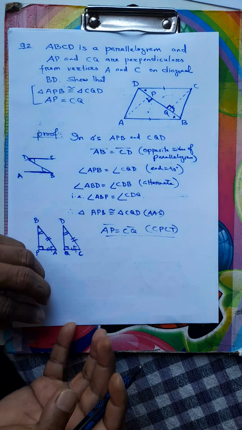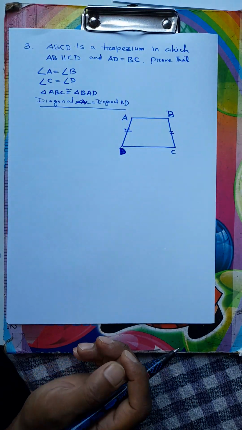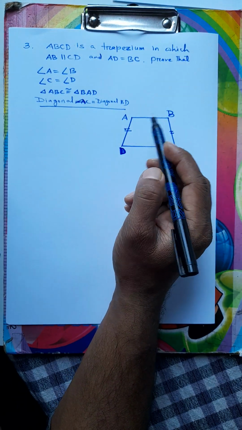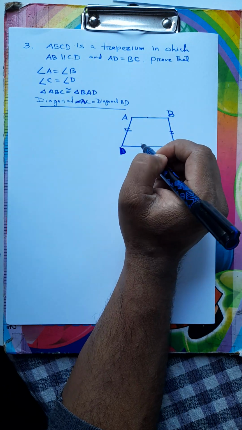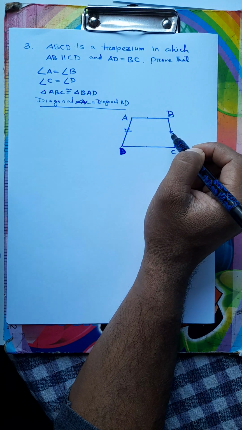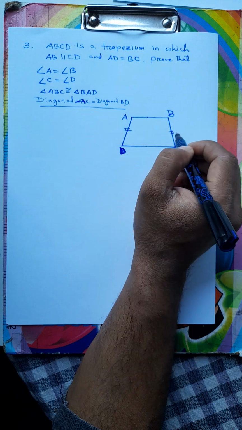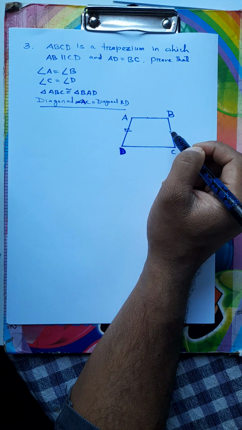Finally, we come to question number 3. ABCD is a trapezium in which AB is parallel to CD. This line is parallel to CD. You are also given that AD equals BC, the non-parallel sides are equal. That means it is an isosceles trapezium.